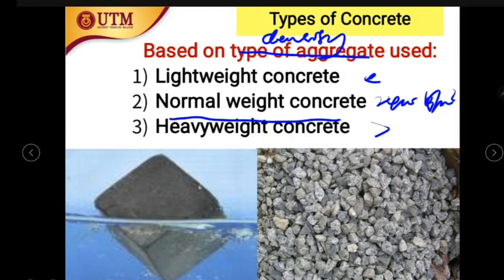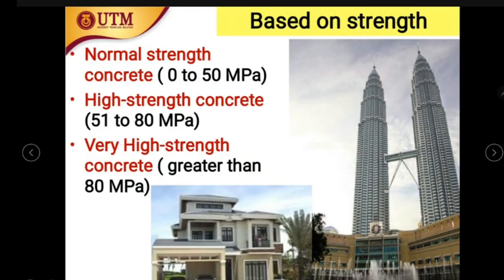We can also classify the concrete based on its strength. We have normal strength concrete, which ranges from 0 to 50 megapascal, but of course we do not have concrete which is 0 megapascal, so this is just an ideal figure. Then we have high strength concrete, which is 51 to 80 megapascal, and very high strength concrete, which is greater than 80 megapascal. Nowadays, the normal concrete that we are using falls into the range of 0 to 50 megapascal.